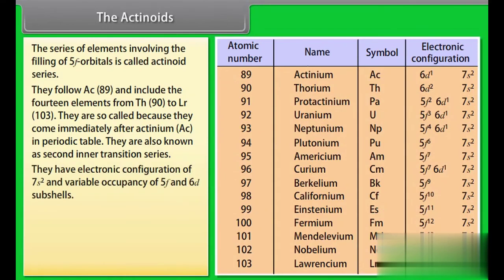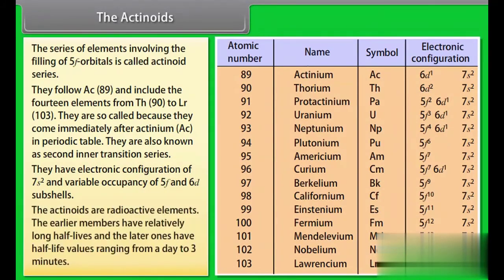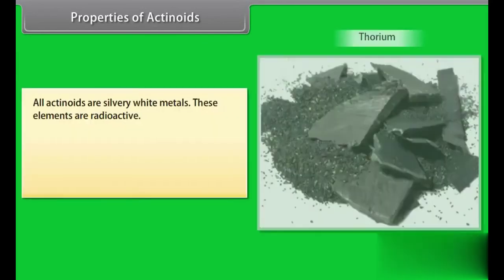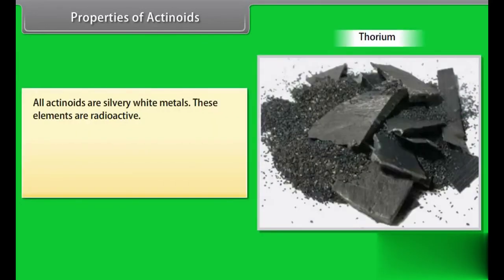They have an electronic configuration of 7s2 and variable occupancy of 5f and 6d subshells. The actinoids are radioactive elements. The earlier members have relatively long half-lives and the latter ones have half-life values ranging from 1 day to 3 minutes. Properties of actinoids. All actinoids are silvery white metals.